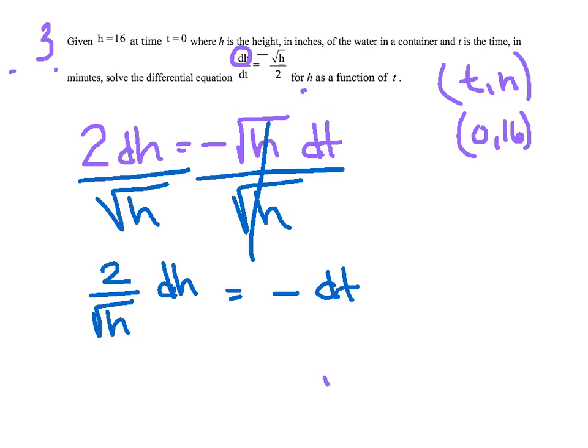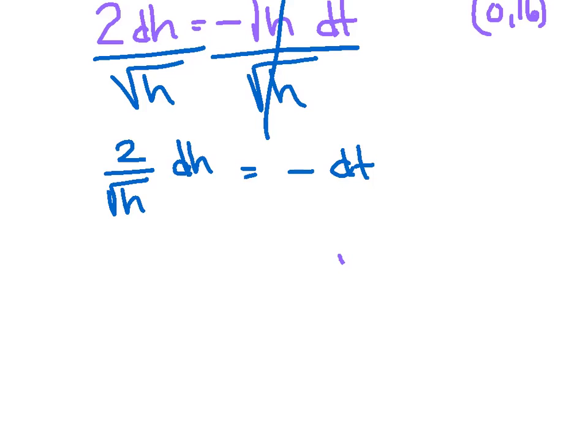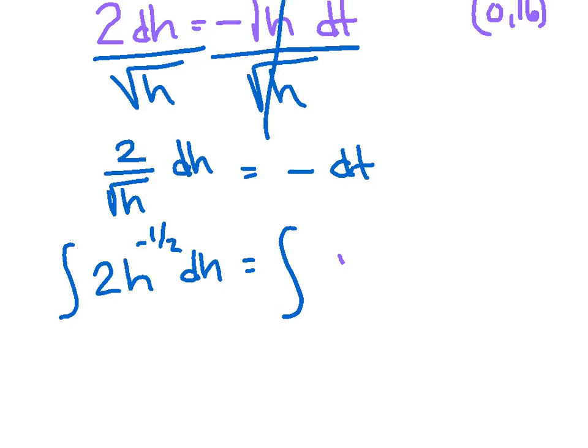All right, so now I can slap an integral on both sides. And I'm going to rewrite this side as I do that. I'm going to say this is 2, and this is really h if I bring that up to the negative 1/2 dh, equals the integral. Now, clearly, you're integrating something there. I'm going to say negative 1 dt.